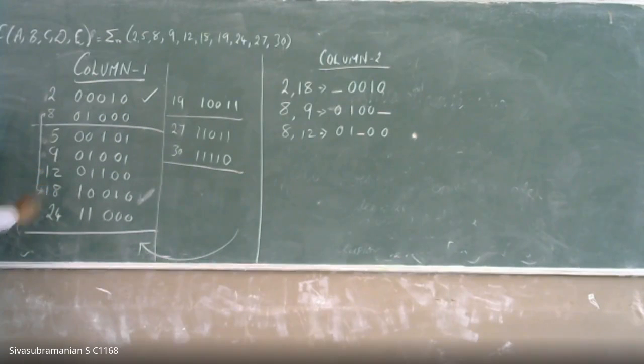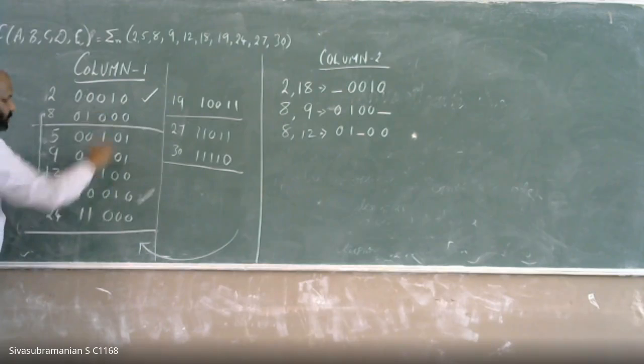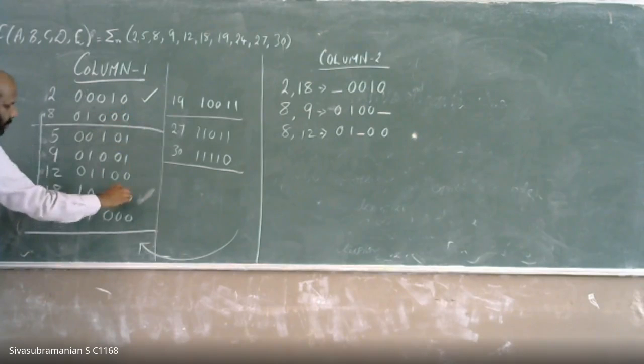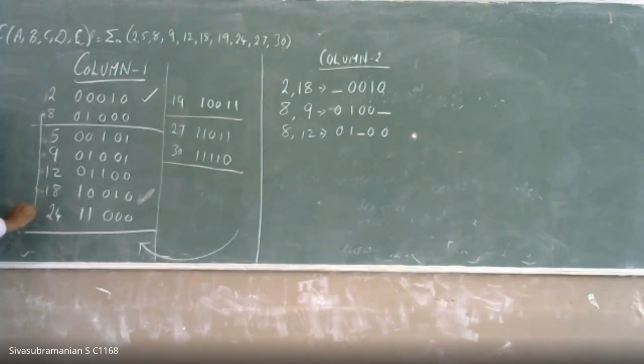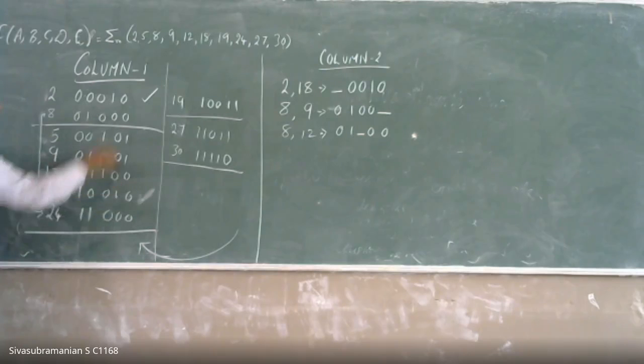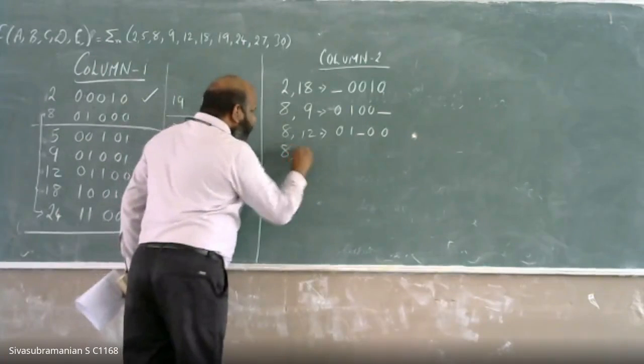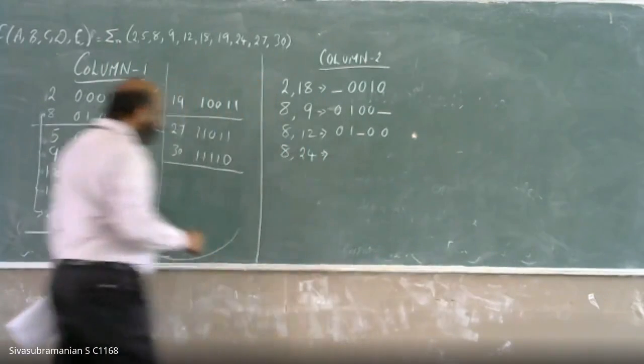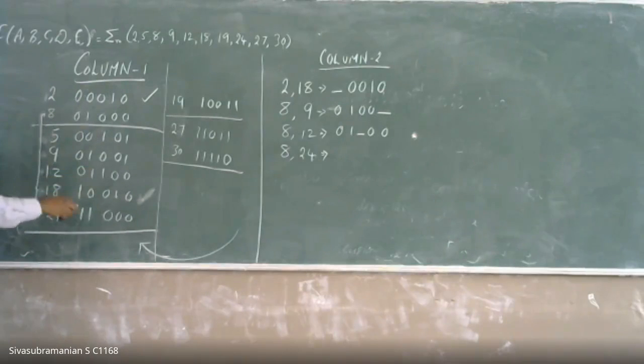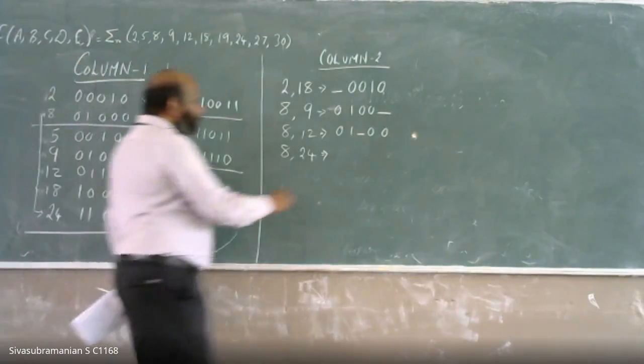Then 8 and 18 is my second comparison. 0 and 1, first bit variation. 1 and 0, second bit variation. No variation between 0 and 0. 0 and 1, third variation. 0 and 0, no variation. So there are 3 bit variations, not acceptable. 8 and 24 again. 0 and 1, first bit variation. 1 and 1, no variation, 0 and 0, 0 and 0, 0 and 0, no variation. So the variation is only with the first bit. So 8, 24 is also acceptable. 8, 24, and the resultant value is dash 1, 0, 0, 0.